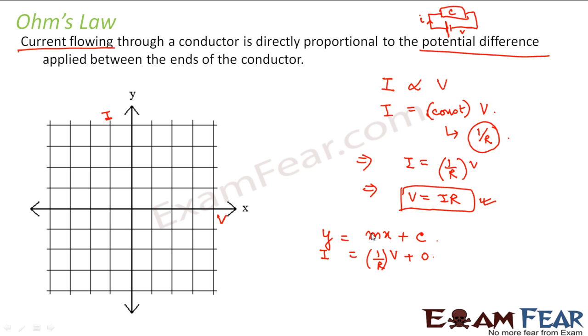m is the slope of the straight line. That means 1 by R represents the slope of the straight line. Therefore, the graph would look somewhat like this. This graph represents Ohm's law. It shows that voltage is directly proportional to current and vice versa. And the slope of this line gives the value of 1 by R, where R is the resistance.